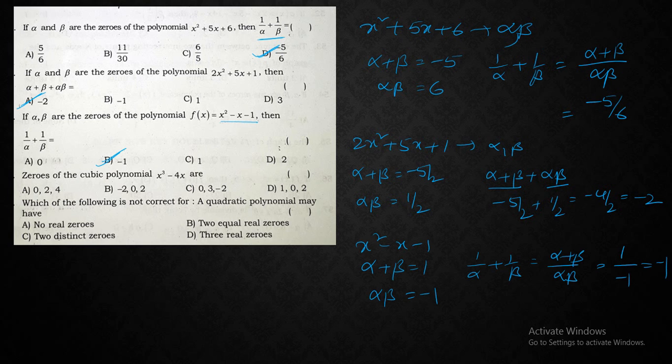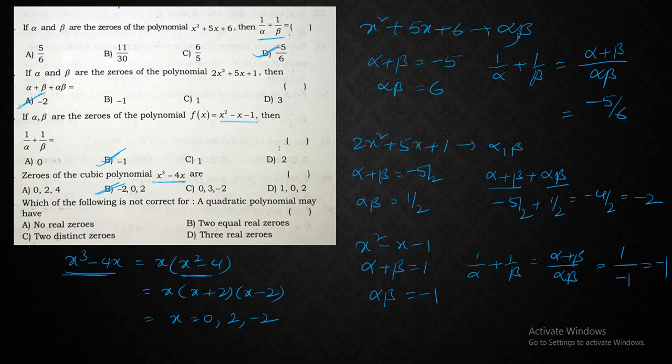Next, zeros of this particular cubic polynomial. So x cube minus 4x. From these two terms, what can I take common? I can take common x. So this becomes x square minus 4. Clearly this x square minus 4, again I can write it as x plus 2 into x minus 2. So from this, what are the zeros? So x is equal to 0, 2, minus 2. So the options are 0, minus 2, plus 2.